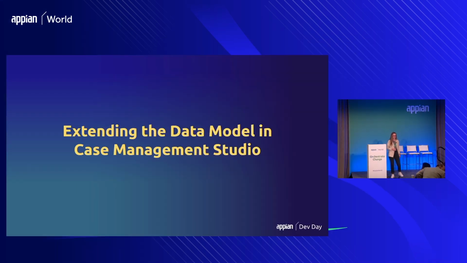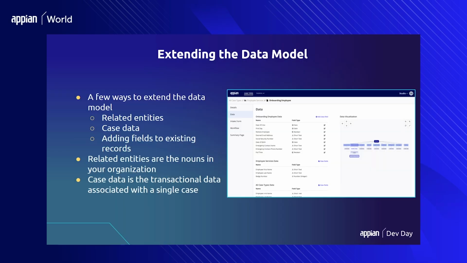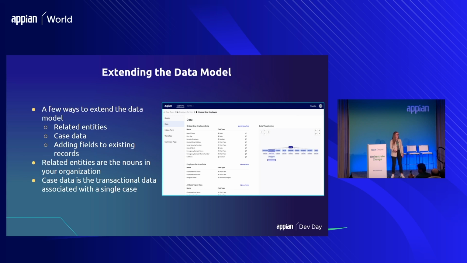All right, we're going to talk about the data model because a case is meaningless without data. So there's a couple different ways to extend the data model in Case Management Studio. The first is through related entities. These are the nouns of your organization. So I want you to think about customer, asset, employee. Then we've got case data. So this is the transactional data that's going to be specific to each case that gets executed.